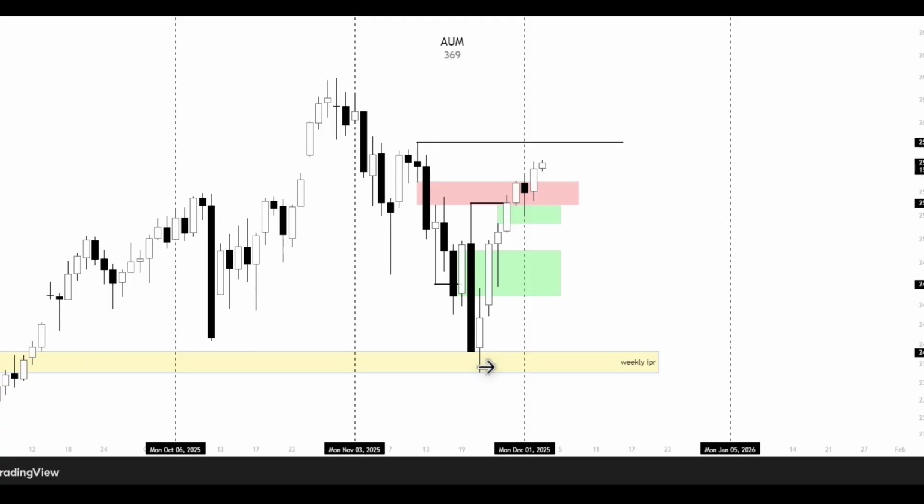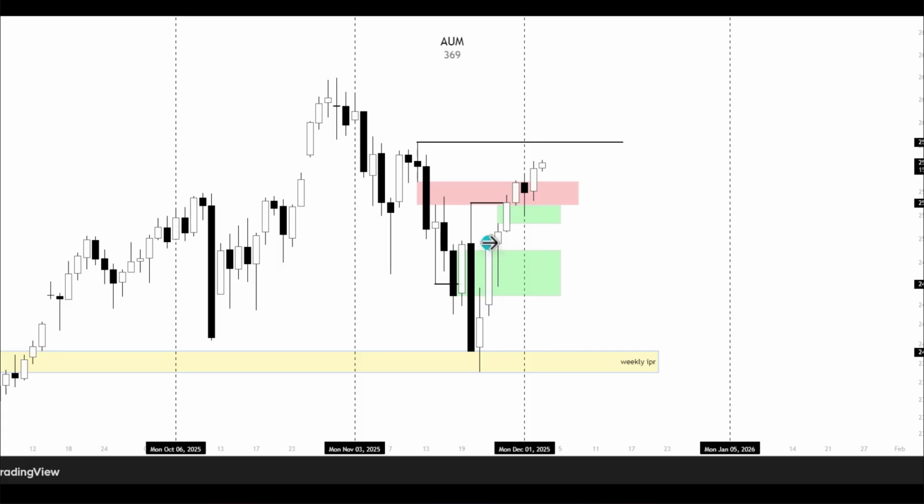Now the question is, how will we know what price will do next after reaching this weekly IPR? As you can see, price takes the swing high and swing low with displacement, and a candle closes below it. This candle is in a very important range, as I taught you how we can choose PD arrays to understand BPRs and IPRs.